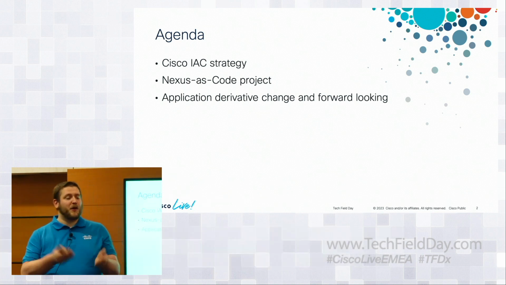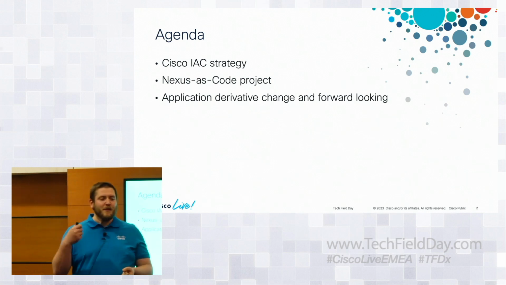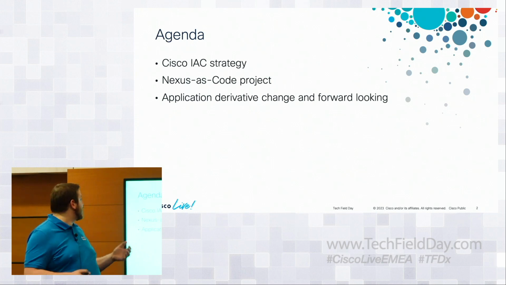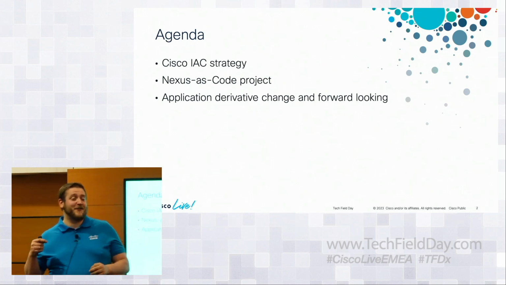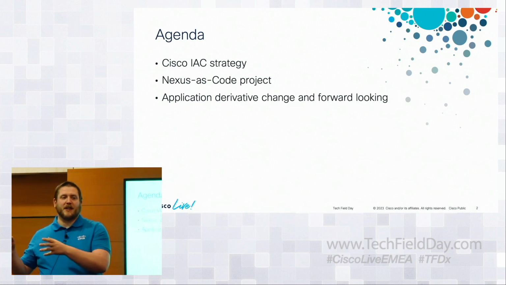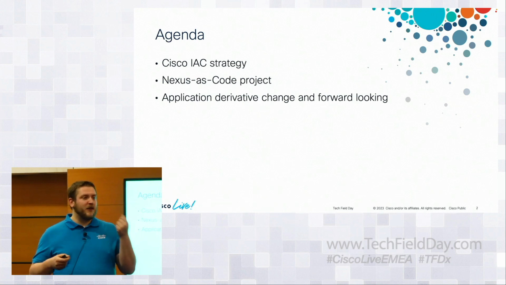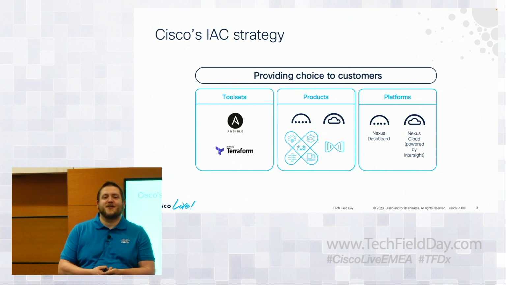Then Rob will take over and talk about the Nexus as code project, how to bootstrap your automation for our data center networking solutions, and then we'll come back and talk about application derivative changes and how we can take events and drive your network infrastructure directly from other system sources. So let's start with the Cisco infrastructure as code strategy.